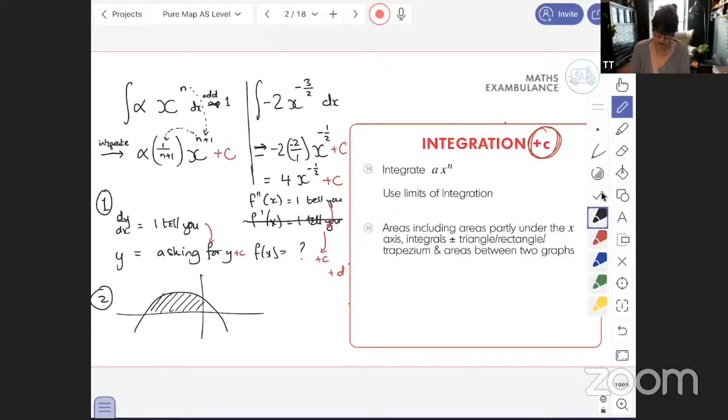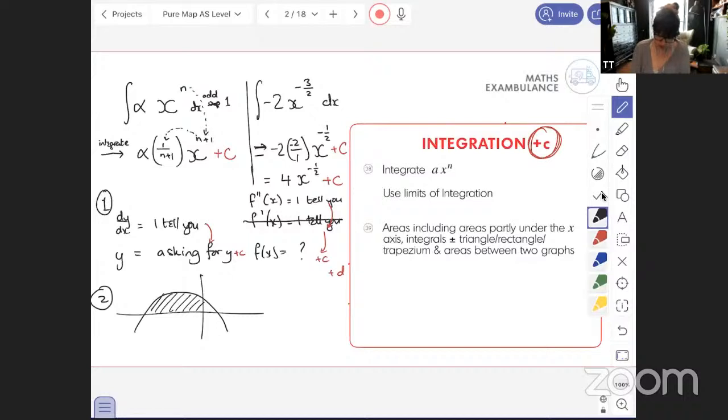Okay. That's it for integration. There is nothing else for integration in the whole of the first year. It's just increase the power by 1 and then divide by the new power. The reason you do that is maybe to get the original function from the derivative, or the original function from the second derivative, or maybe you're finding an area under a curve. No, nothing else. That's the whole thing.